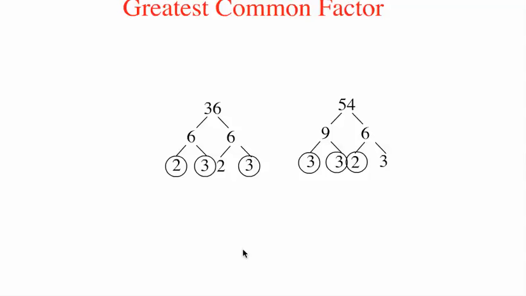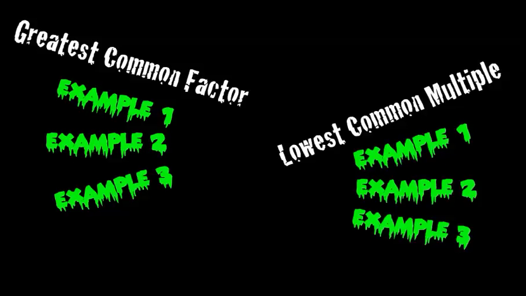What we circled in the first tree is 2, 3, and 3, and that is your GCF. We just have to multiply them. So the GCF is 2 times 3 times 3, which is 18. Yay! You found the GCF of 36 and 54. It is 18. And that's it for the first example. Let's go on to the next example.